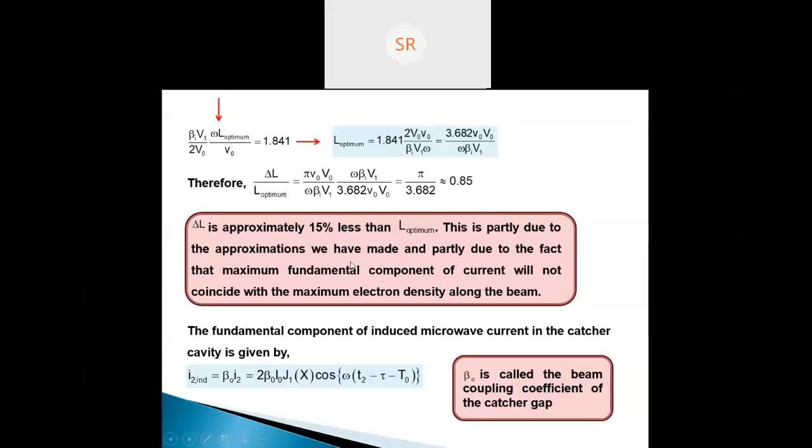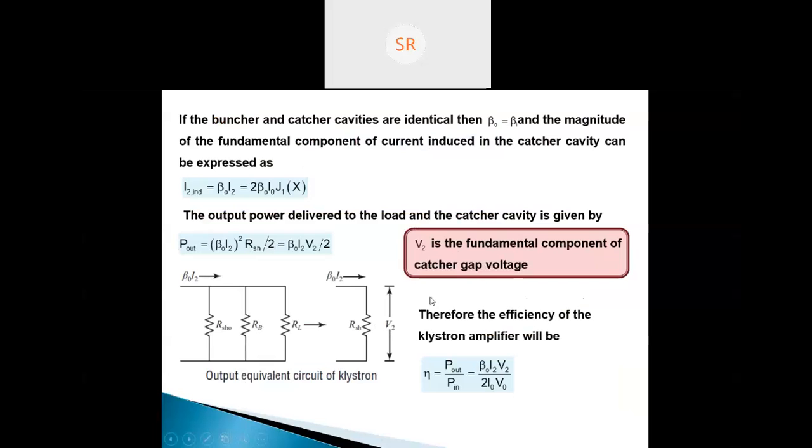In terms of amplification, we can say that more amplification takes place. So I2, the induced microwave current in the catcher cavity, is equal to beta 0 into I2, which is twice beta 0 I0 G1 of x and cos of omega t minus tau minus T0. And this beta 0 is called the beam coupling coefficient of the catcher cavity.